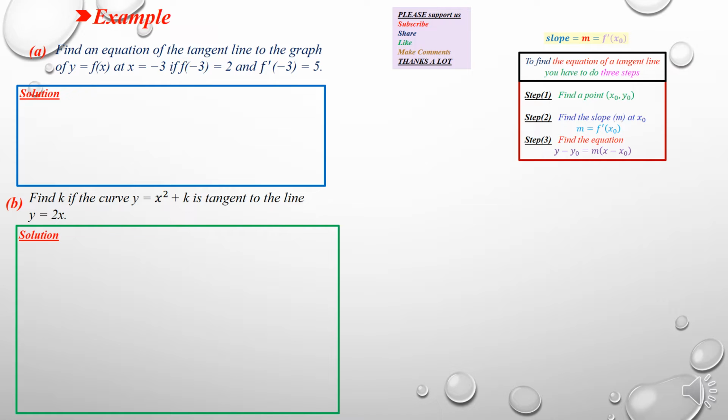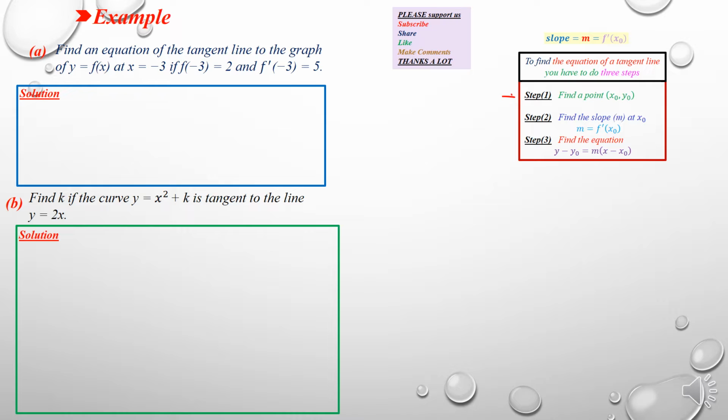Hi everyone, in this video we'll take some applications on the tangent line. So we have three parts, A, B, and C. In part A, find an equation of the tangent line to the graph of y equals f of x at x equals -3 if f of -3 is 2 and f prime of -3 is 5. So to find the equation, always you have to get a point.